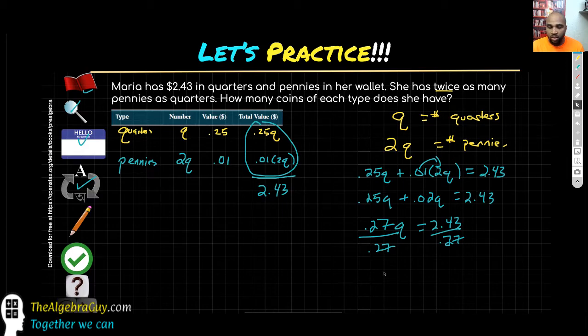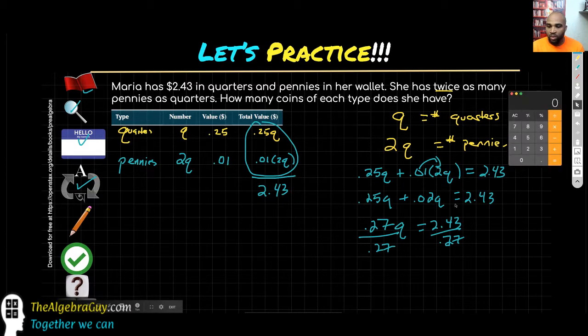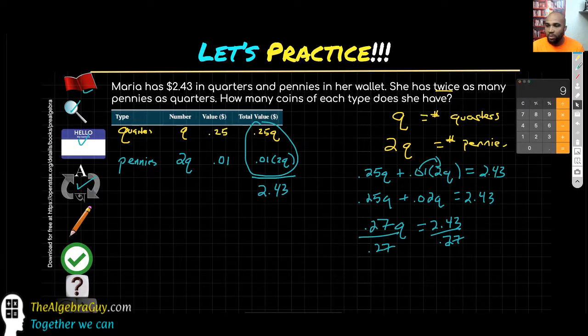And for that, of course, I'm going to take my calculator out and do 243 divided by 0.27. Oh, that's a beautiful number after all of that. So this is going to go to 1q, and it looks like q is equal to 9. Yay! So that means we have 9 quarters.